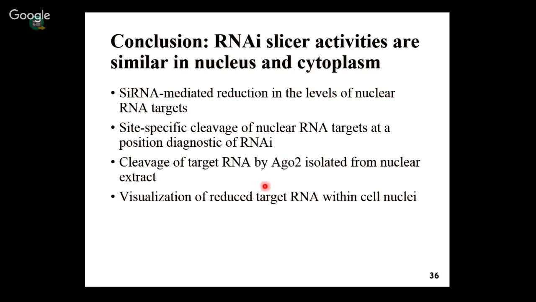And the third step, they perform an in vitro cleavage assay, in which they isolate the AGO2 protein from the nucleus extract. And the AGO2 protein in the nucleus is performing a function similar to that in the cytoplasm. And then they visualize the RNA that are present in the nuclei by the FISH assay.